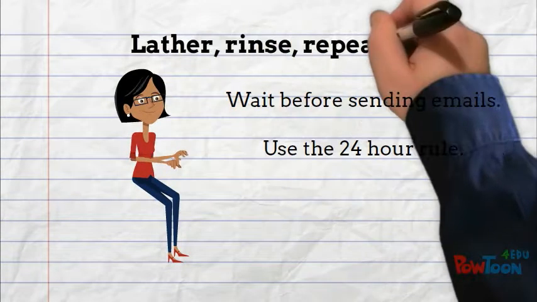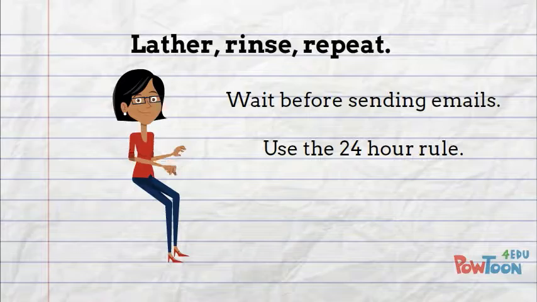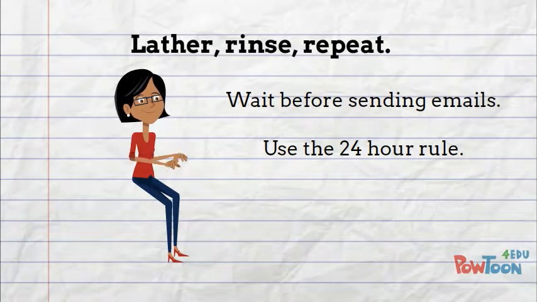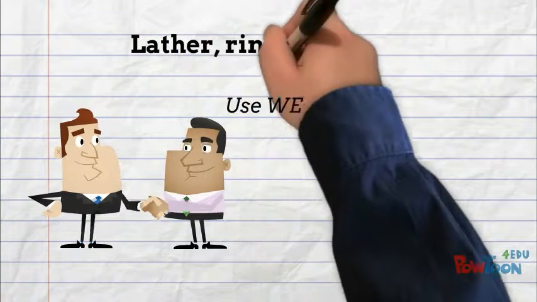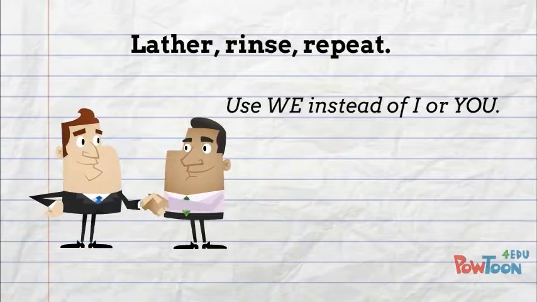We've all done it. Sent that email before we wanted to. If you're unsure about that email, use a 24-hour rule. Come back to it the next day and see if you should still send it. When you communicate with staff, always use we instead of I or you. Remember, you're in it together.